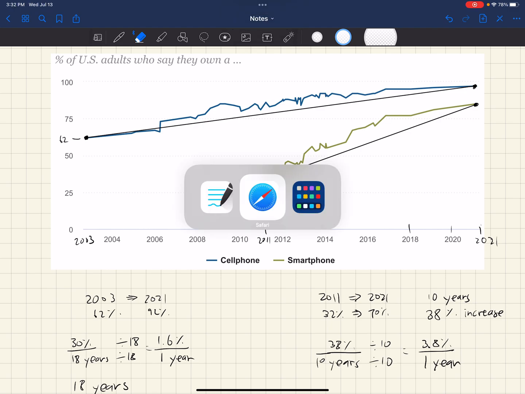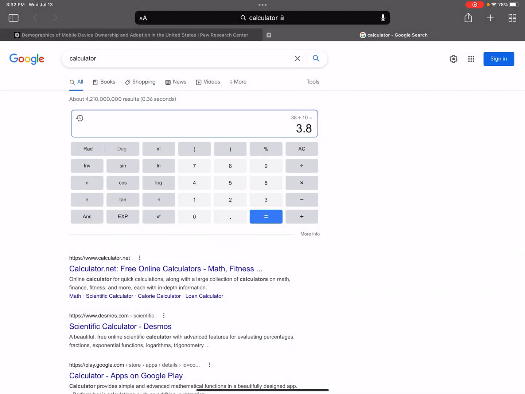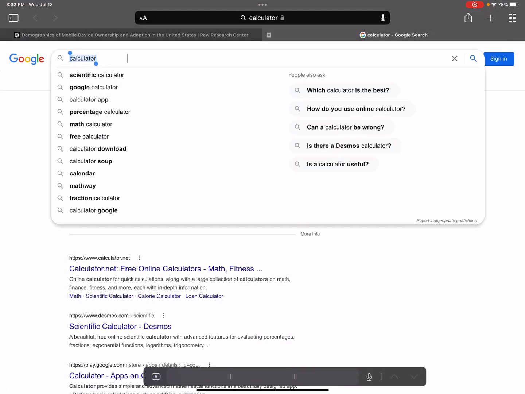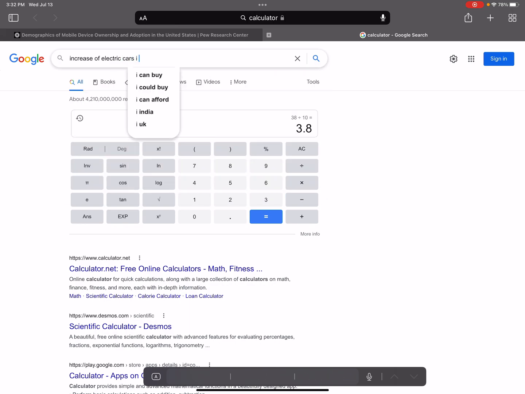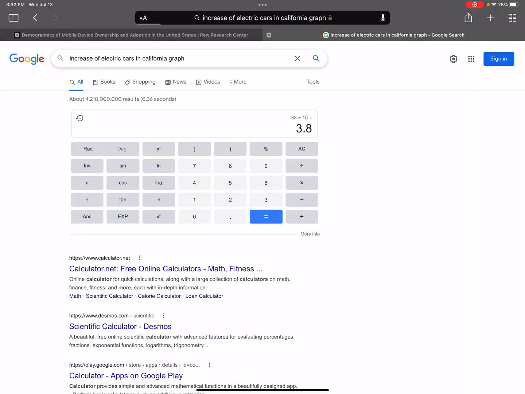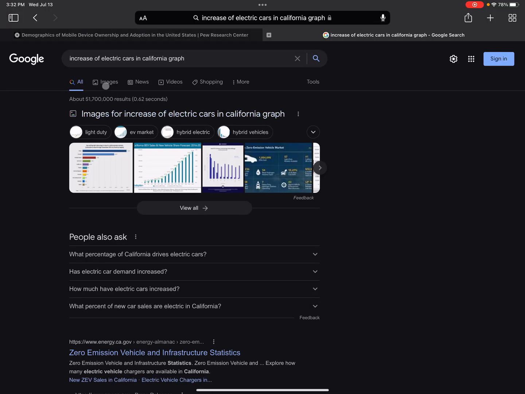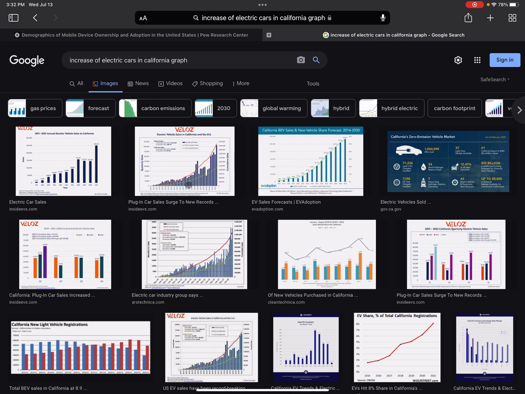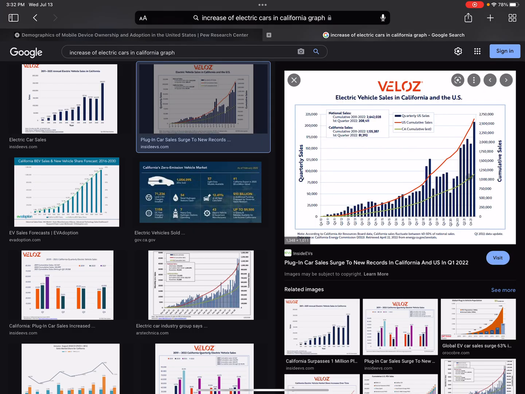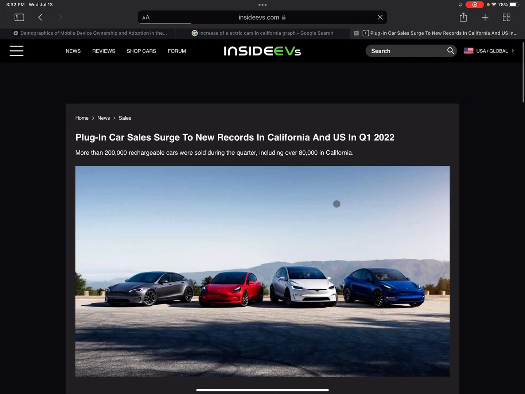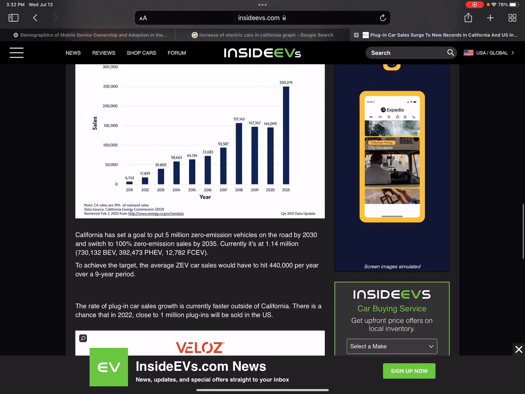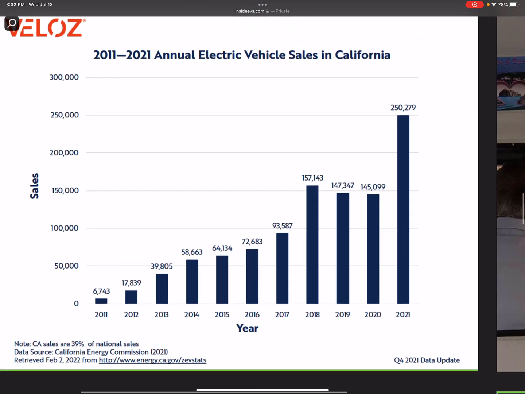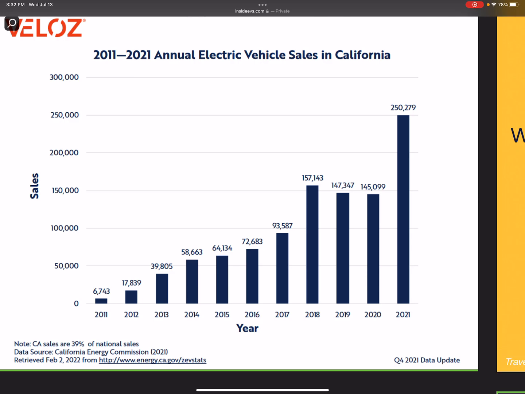Let's just say you want to work on the increase of electric cars in California. Graph. You just do that, and then bam, you get that, right? You can even do this if you wanted to. Obviously it's not a super straight line, but let's just say you are working with this one. Even though it's not a super straight line, there is a relative increase.